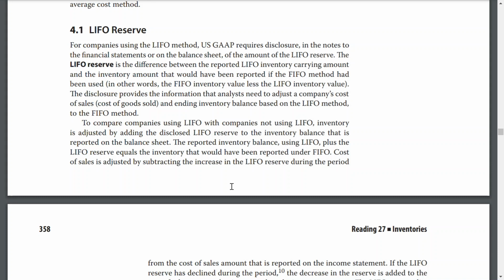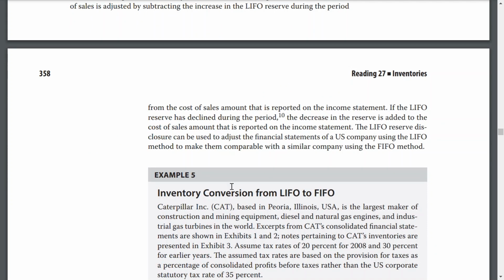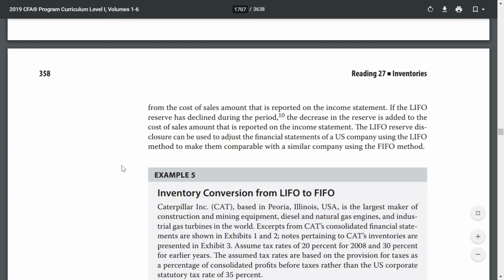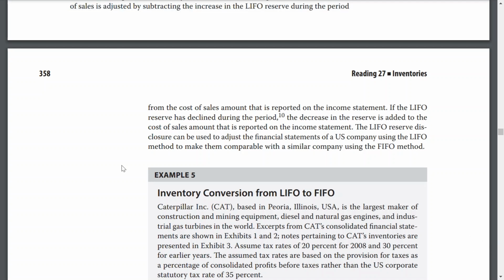The reported inventory balance using LIFO plus the LIFO reserve equals the inventory that would have been reported under FIFO. Cost of sales is adjusted by subtracting the increase in the LIFO reserve during the period from the cost of sales amount reported in the income statement. If the LIFO reserve has declined during the period, the decrease in the reserve is added to the cost of sales amount that is reported on the income statement. The LIFO reserve disclosure can be used to adjust the financial statements of a U.S. company using the LIFO method to make them comparable with a similar company using the FIFO method.